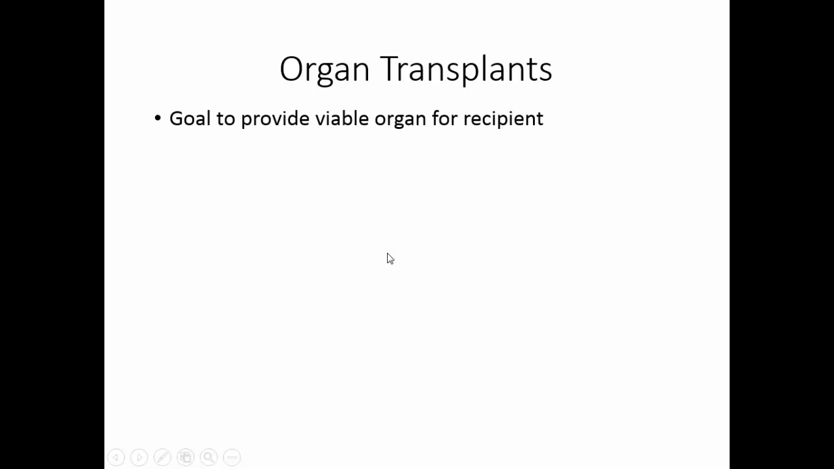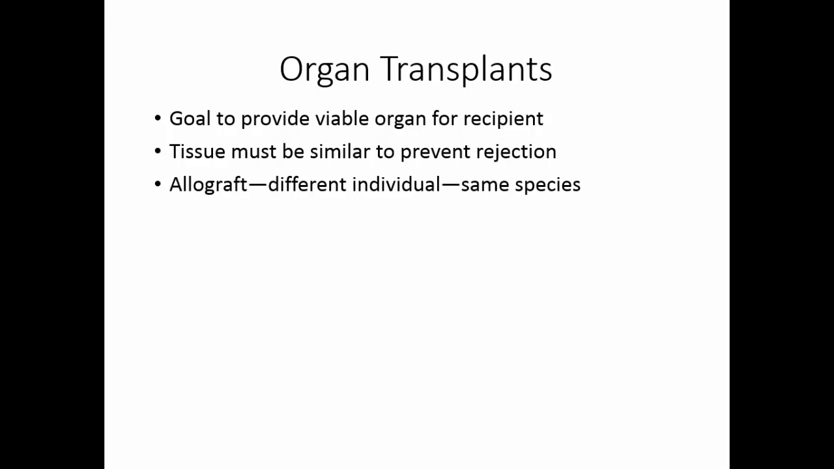Organ transplants are designed to try to provide a viable organ for someone whose own organ has failed. We have to have similar tissue or else the organ will be rejected. An allograft is the most common type of tissue transplant. This is where we get tissue from a different individual but of the same species. The first thing we have to do is check the ABO and other blood groups and make sure that they're an absolute perfect match. And then the MHCs have to be a close match.